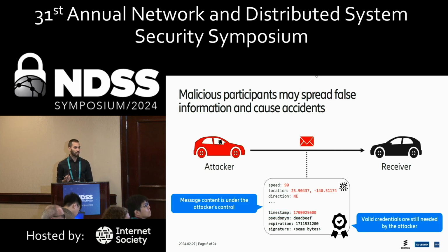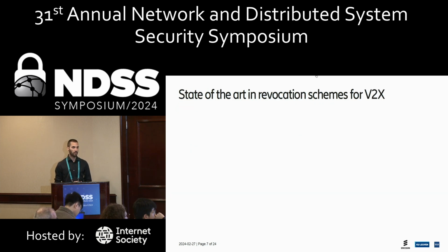If the sender becomes compromised at any point in time, this also means that all the content of these messages might get completely attacker controlled. And in this case, we need a way for the receiver to identify that this is a malicious message and to discard it. And so for this, we need to revoke the credentials that are used by the attacker in this case. And in V2X, we follow two main approaches.